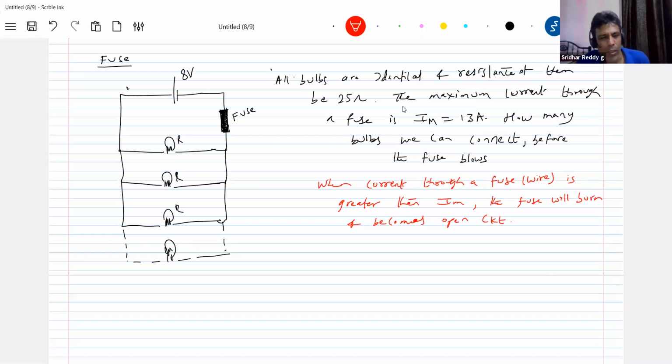So in a house, what happens? All the connections are done in parallel, and we talk about a loading problem. The technical word we use is overload. That's why the fuse got burnt. So that is what I'm discussing now.